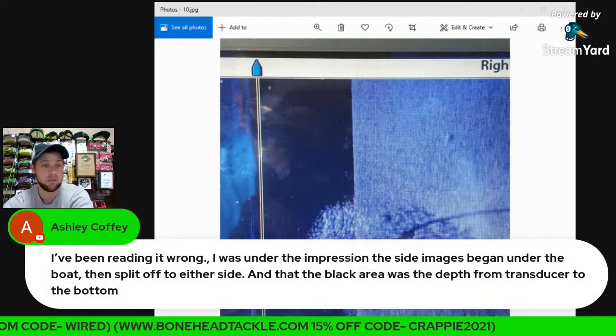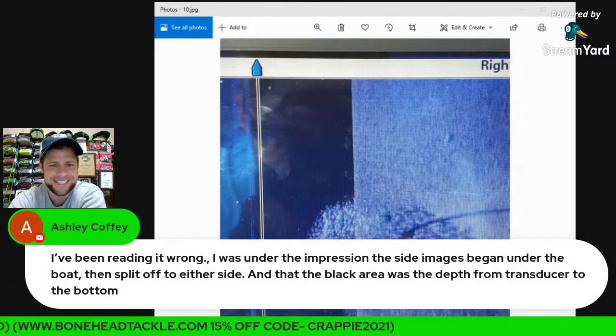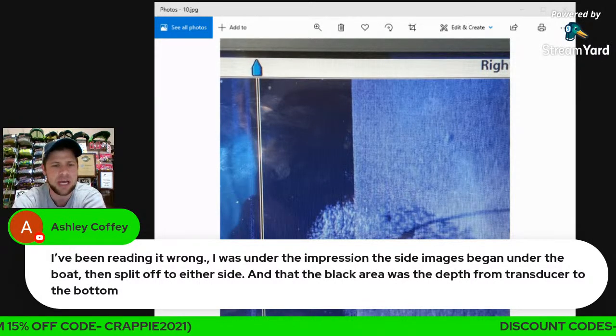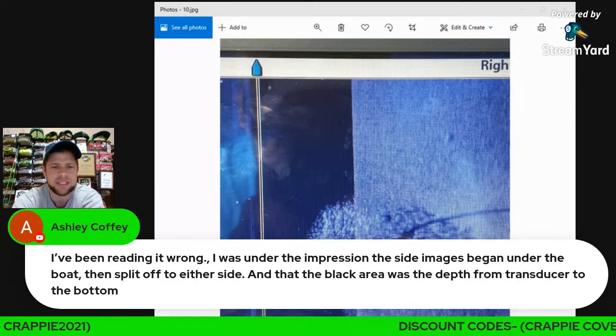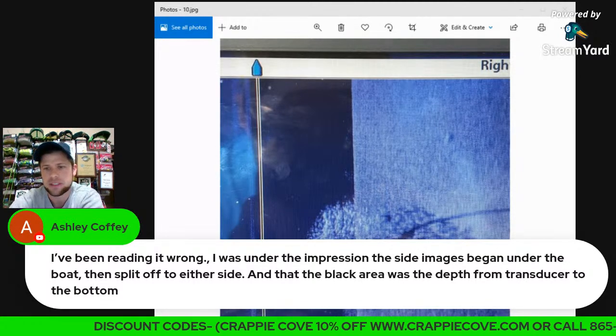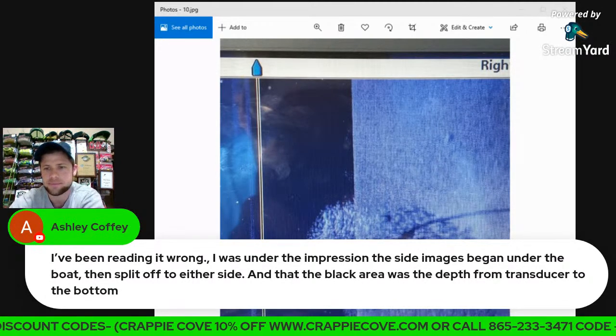Ashley says, I've been reading it wrong. I was under the impression that side images began under the boat, then split off to either side, and that the black area was the depth from transducer to the bottom. No, that is not correct. 100% false, Ashley. It is the opposite.